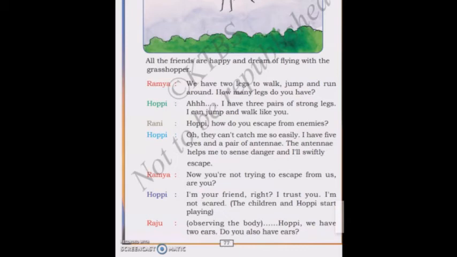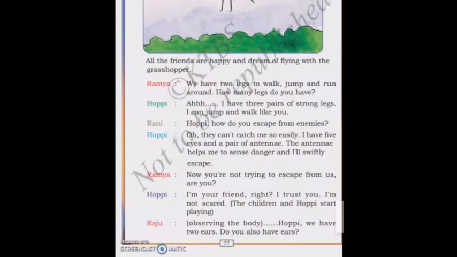Ramya says, now you are not trying to escape from us, are you? Okay, so Ramya is asking the grasshopper, are you trying to escape from us also? For that, Hoppy says, I am your friend, right? I trust you. Hoppy says that you're not my enemy. You're all friends of mine. So I am your friend, right? I trust you. I'm not scared.